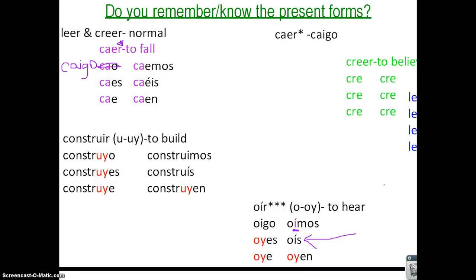Please copy down these charts in your notes. You are responsible for knowing them. If you have questions, please bring them to class.